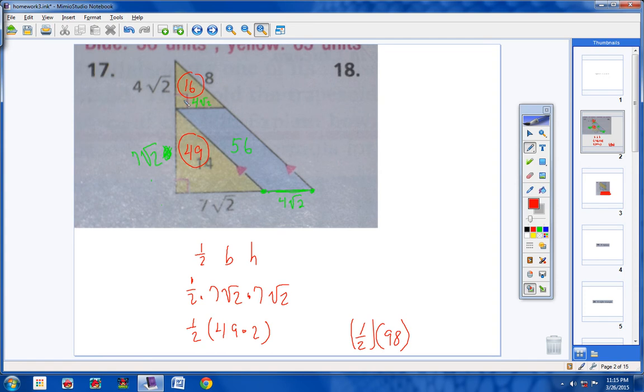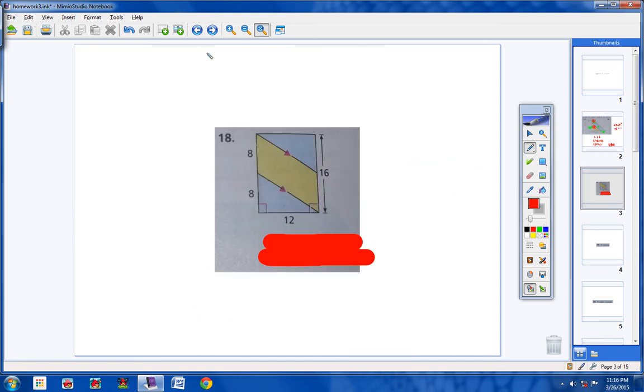So if one triangle's area is 16 and the other triangle is 49, add those together and you will get 65. So the two yellow triangles together is 65 square units, and the blue parallelogram is 56. Use ditto marks here, units squared. Alright, moving on to number 18.